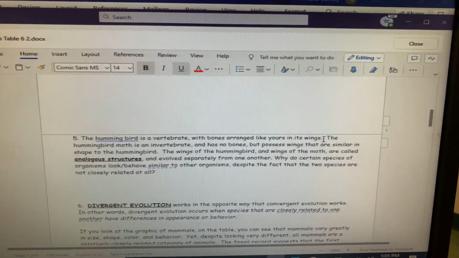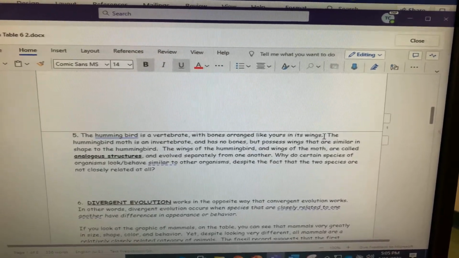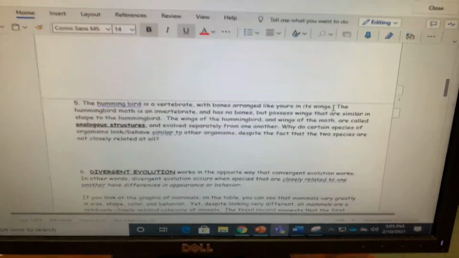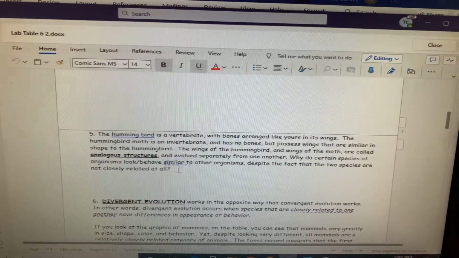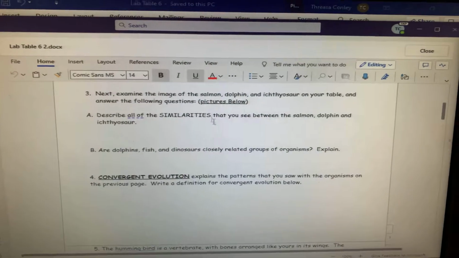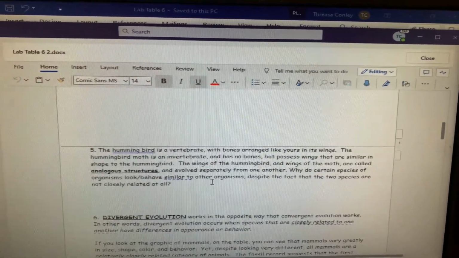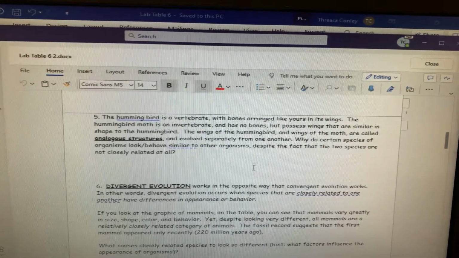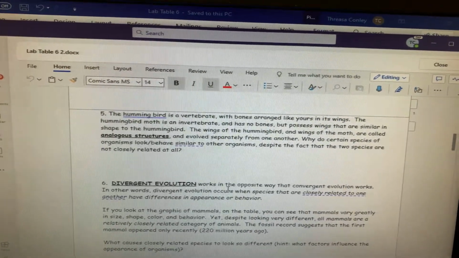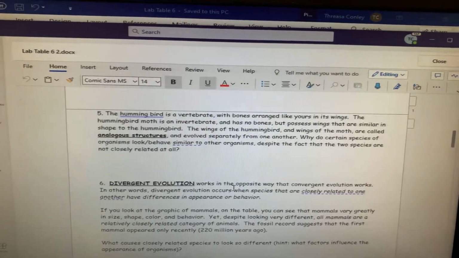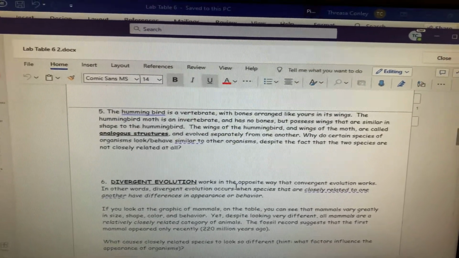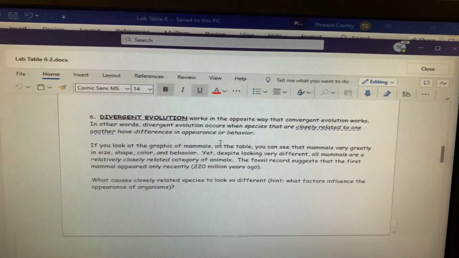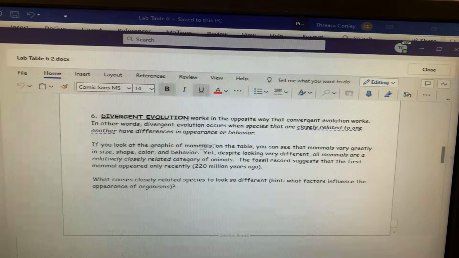Why do certain species of organisms look similar despite the fact the two are not closely related? All right, so you have to answer this question, and then you have to answer this. And then divergent tells you right here, what they're talking about up here is divergent. Two organisms that are not related develop the same characteristic. So you have to look at the graphic of mammals.